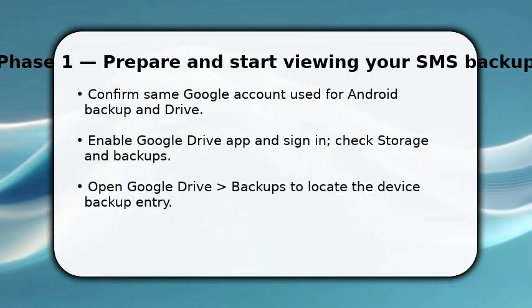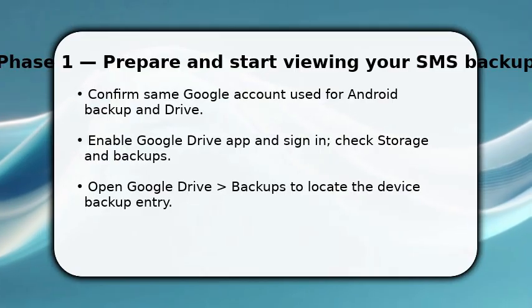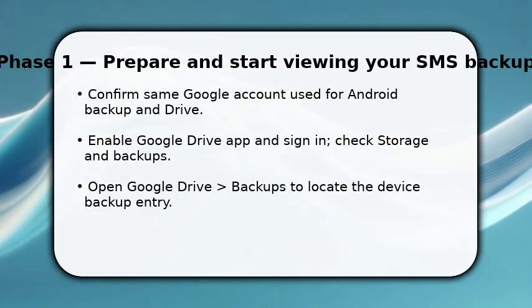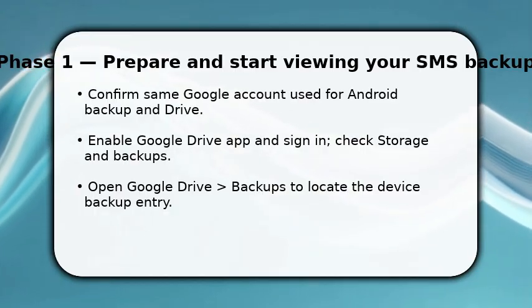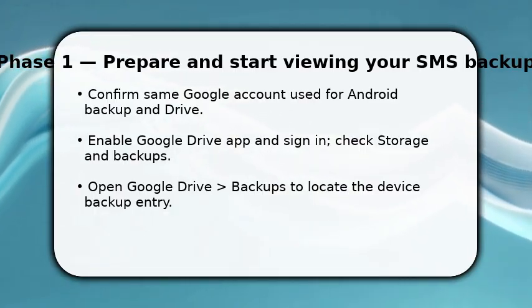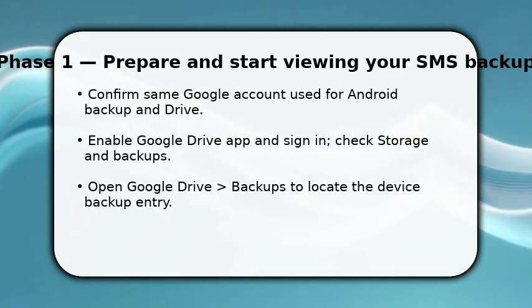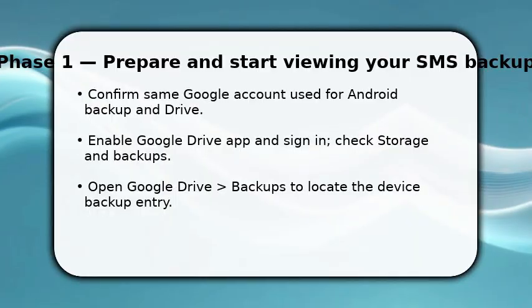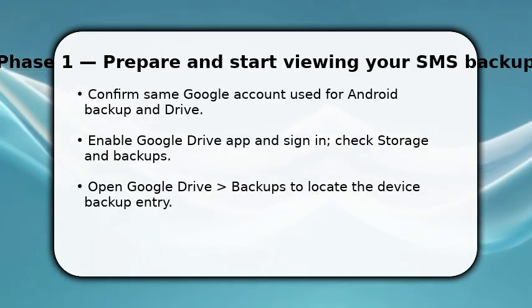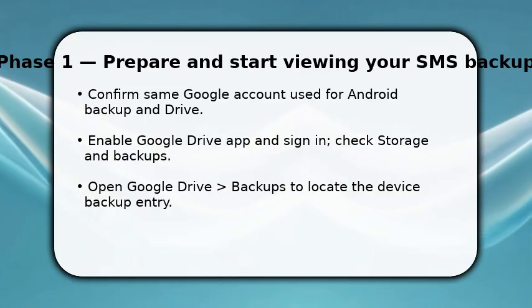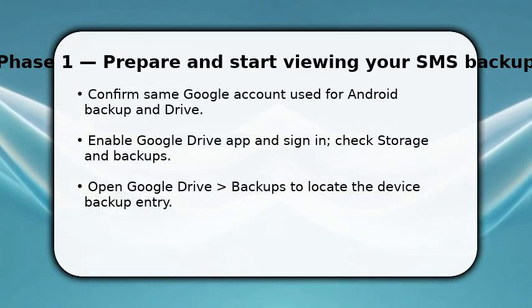You begin by verifying the exact Google account that holds the Android backup, because Drive ties SMS to that account. Once signed in, open the Google Drive app and tap Backups to find the device backup entry. This lists what Android saved. Make sure device name and date match the time you expect. If you need to act, pause here and switch accounts. This first step avoids wasted restores and points you to whether the SMS bundle is present.